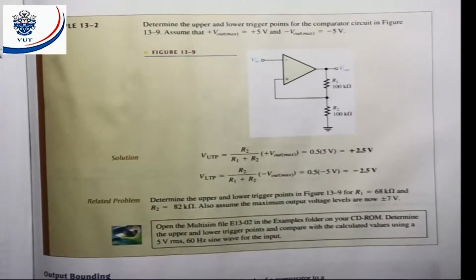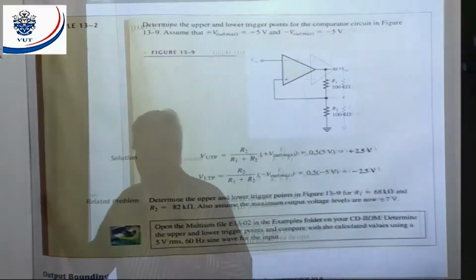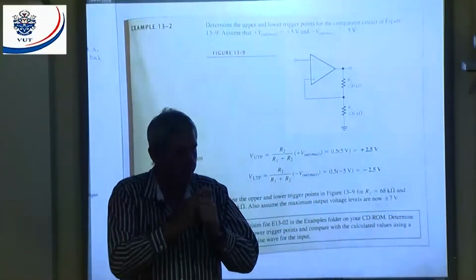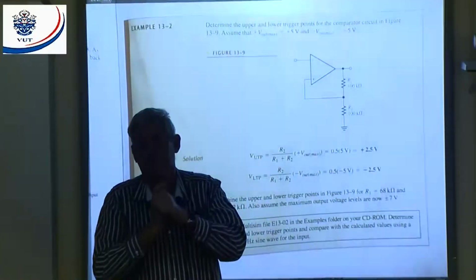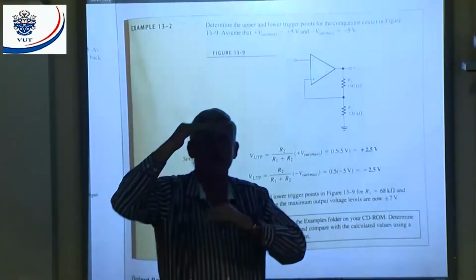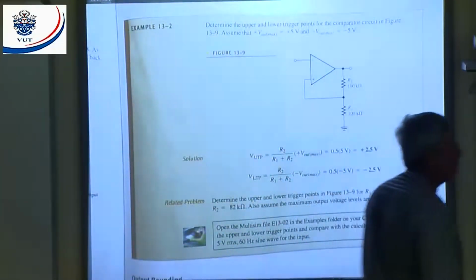All right, up till now, what happened? It will always go to the limits, to the maximum voltages, right? What determined the maximum voltage? The supply. We got rid of the noise by making use of hysteresis. Now we're going to look at bounding. That means we're going to limit the output voltage to a certain level, and that's why they talk about output bounding.